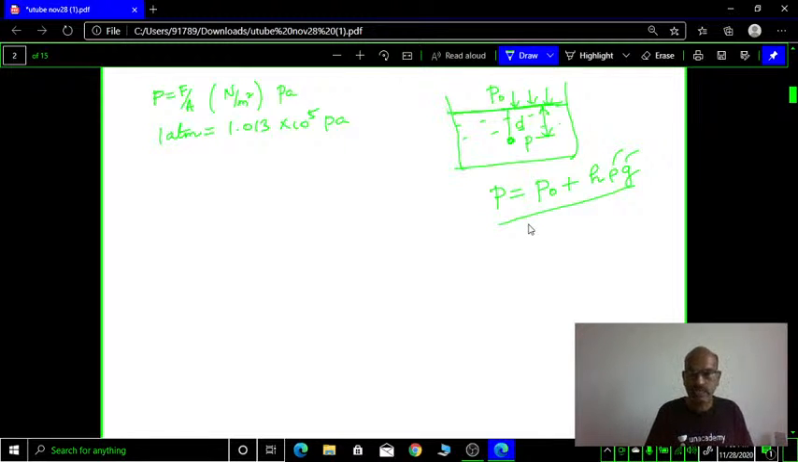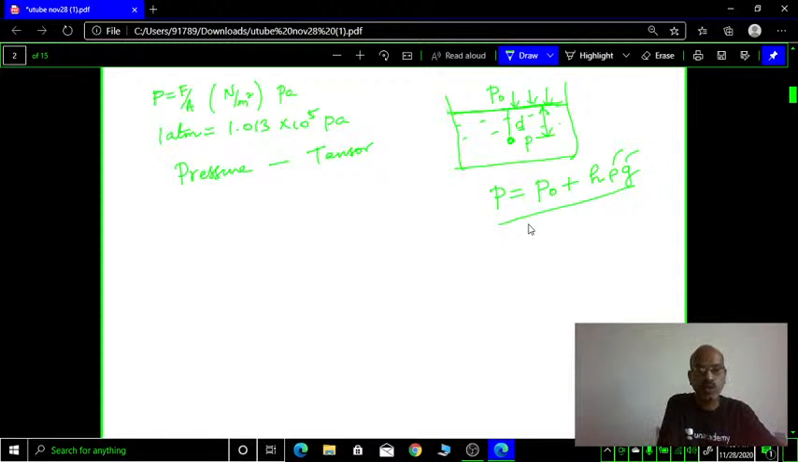A liquid exerts pressure at a point in all directions, not in one particular direction. That is why pressure is a tensor quantity. It is not a scalar or a vector. Pressure is a tensor because it acts in different directions.